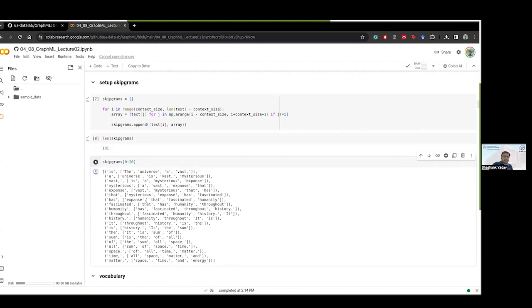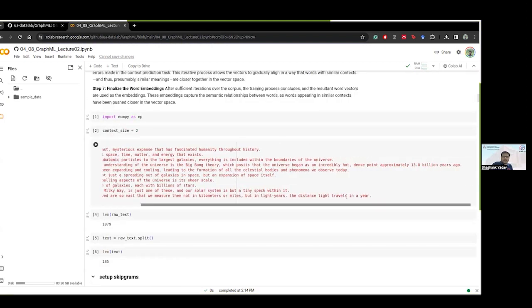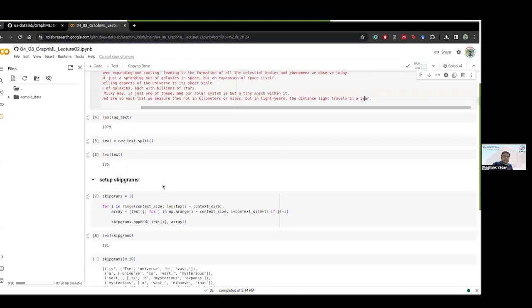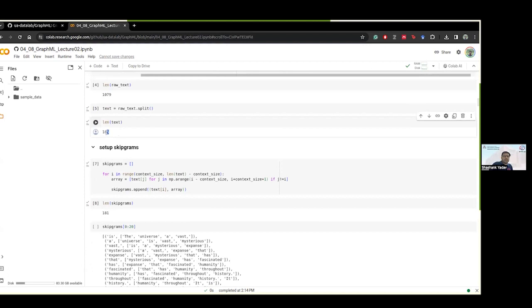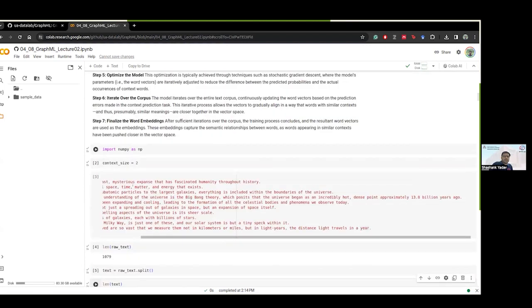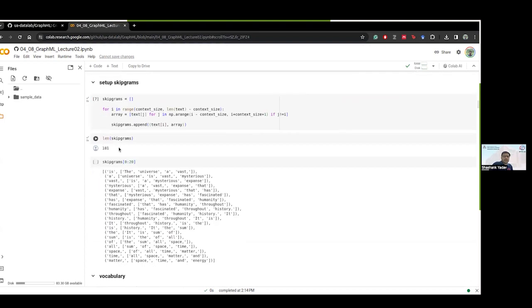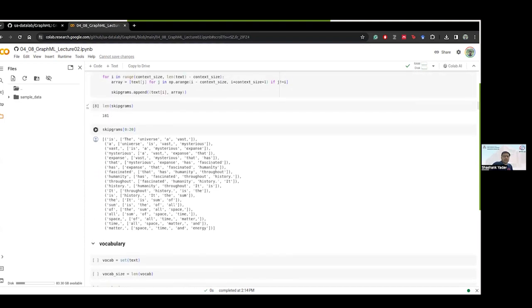You can define it for all the words, and it will go till the last second word, I think "from in" here, so that the context or the window ends at these two words. You can also see from the length that since we are skipping two words from the beginning and skipping two words from the end, we are actually getting 184 skip grams.